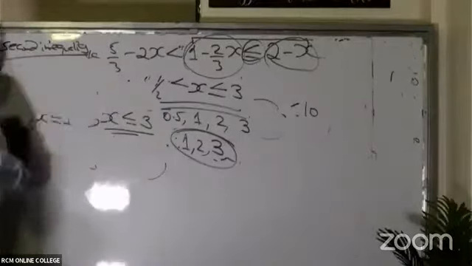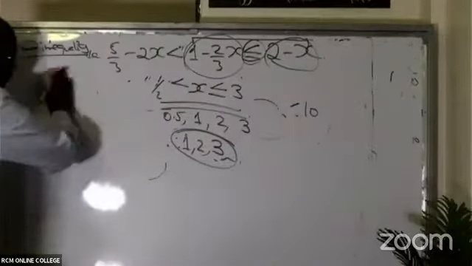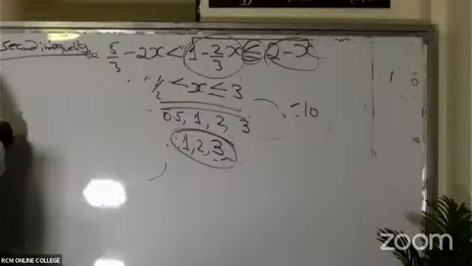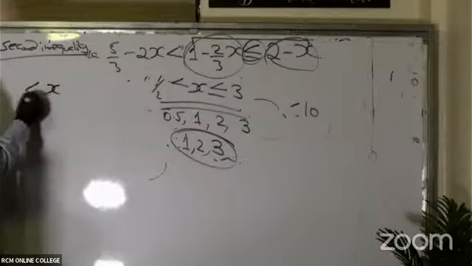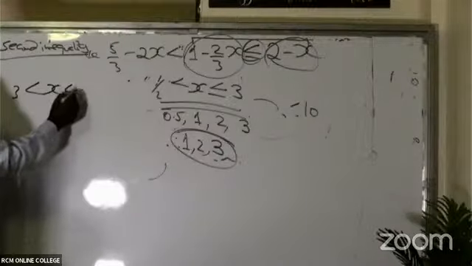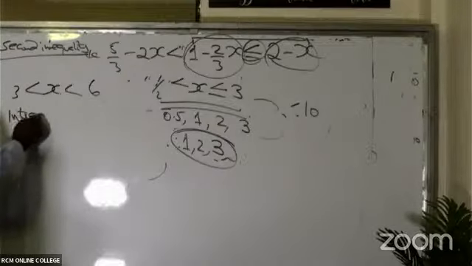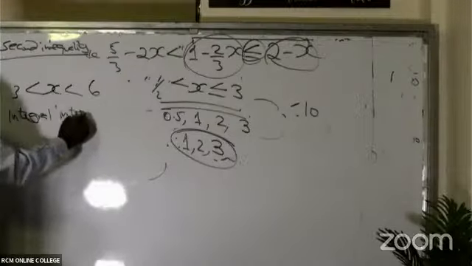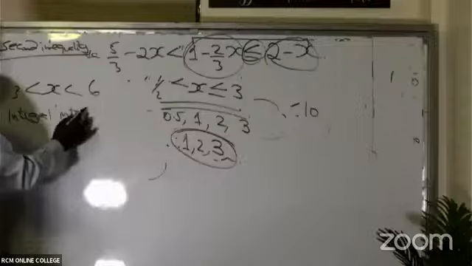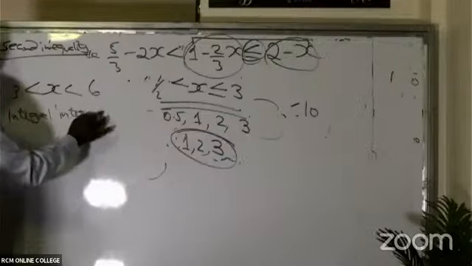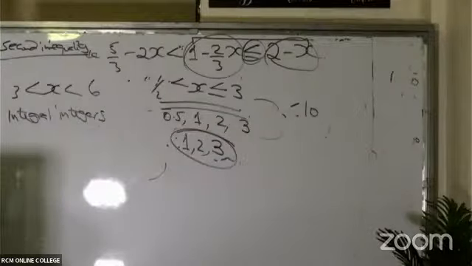So ladies and gentlemen, what if, for example, you have something like this: x greater than 3, but less than 6. Can somebody in this case give me the integral integers? Integers are whole numbers. Integral means within the brackets. Is there somebody who can give me the integral integers very fast, which fit this bill?